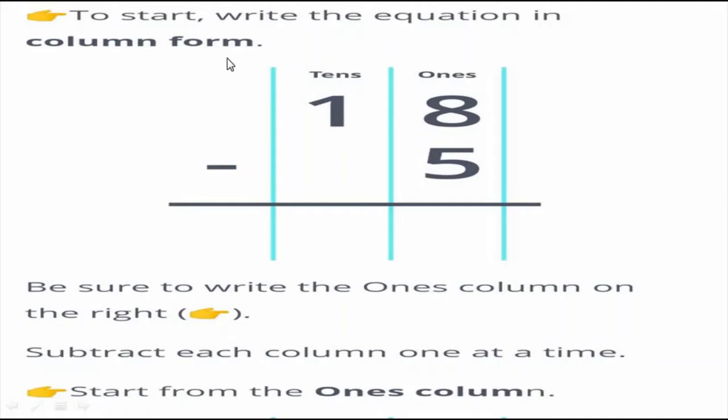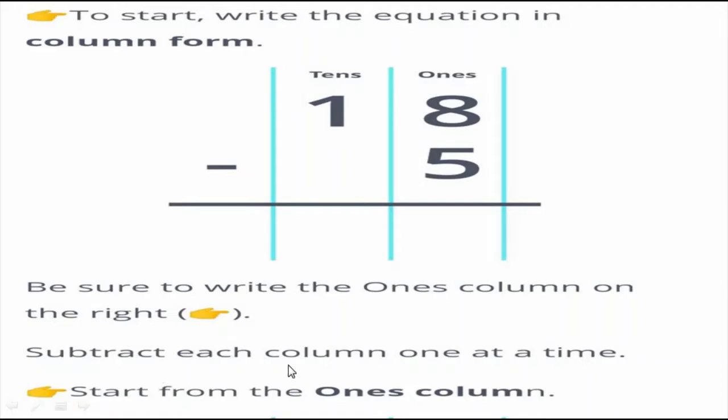Whenever we are going to write the sums as double digit, let's write them in column form. Look, this is the tens column, this is the ones column. Be sure to write the ones column on the right. Where should we write the ones column? At the right side. Okay?